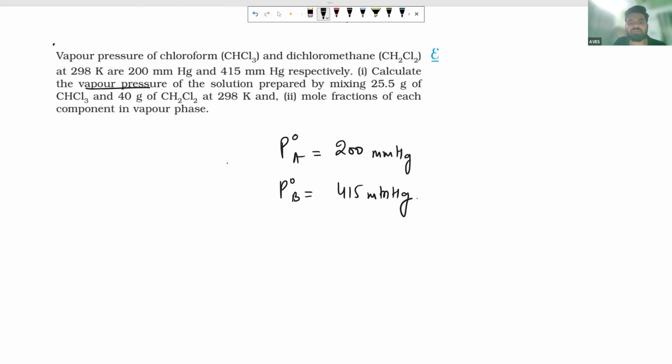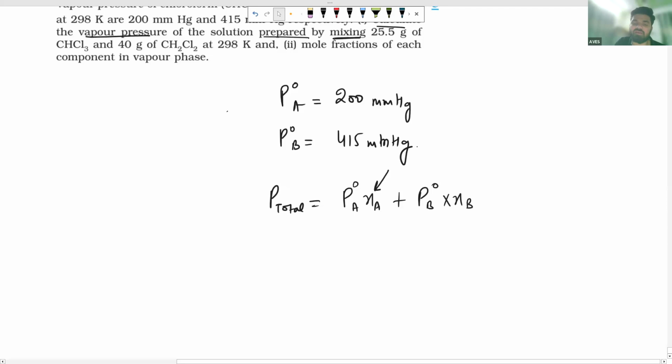Now, what is it saying here? Calculate the vapor pressure. Vapor pressure here means the total vapor pressure when they both are mixed, since they are prepared by mixing. So we will write the formula: P total equals P naught A into XA, the mole fraction of A, plus P naught B into XB, the mole fraction of B. This is the formula that is going to be used. So first you need to calculate XA.